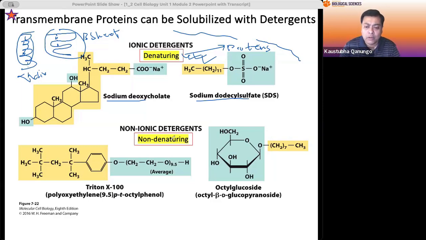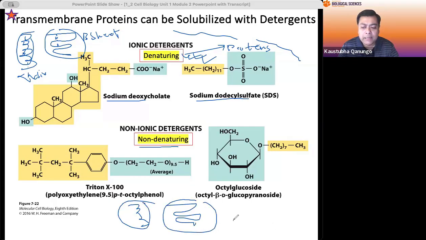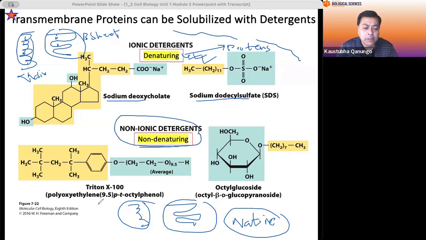On the other hand, Triton X100 and octyl glucoside are way more expensive and non-denaturing. They do not denature the proteins. So if you have an alpha helix or a beta sheet, you can get them in their native form. For example, if you have a membrane protein which is an enzyme, and you want the enzyme activity to be intact so that after isolation the protein is absolutely functional, then you will use a non-denaturing or non-ionic detergent for functional proteins. Remember that, functional proteins, which will retain their original structure.